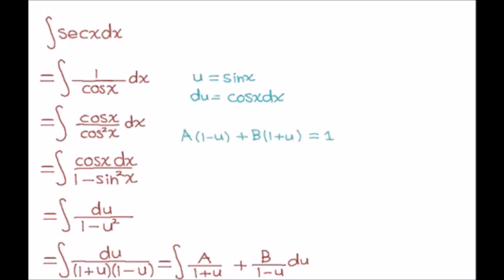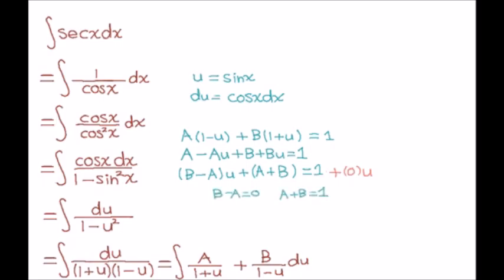We then distribute our A's and B's. We rearrange all the terms with u next to each other and all the constants next to each other. And seeing that there is no u on the right side of the equation, we see that B minus A equals 0, while A plus B equals 1. And by using algebra 1, we get A equals 1/2 and B equals 1/2. So we have the following integral.